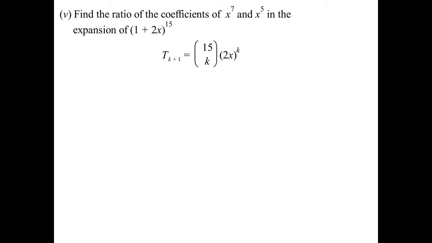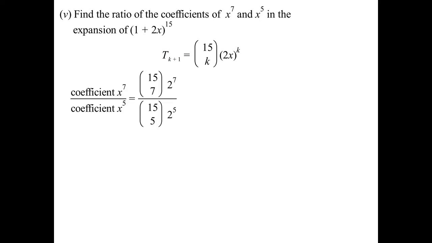I haven't bothered writing the 1 to the power of 15 minus k because, of course, that's just going to be 1. So coefficient of x to the power of 7 over coefficient x to the power of 5. I haven't bothered with the x's, they just want the coefficients. So 15c7, 2 to the power of 7 over 15c5, 2 to the power of 5.